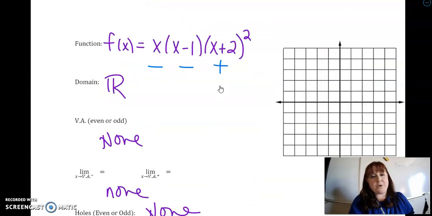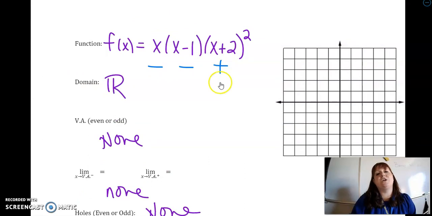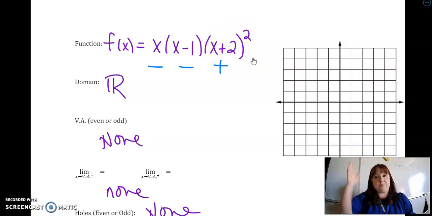Now, if you remember our end behavior talk from last year, you would have known that this either goes both up or both down because the degree of this function is 4, right? x times x times x squared is x to the 4th. The degree is 4, so it has to have an even end behavior. Either it goes all the way up or it goes all the way down.